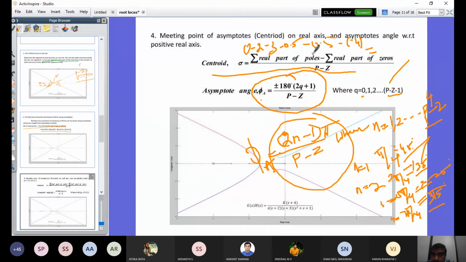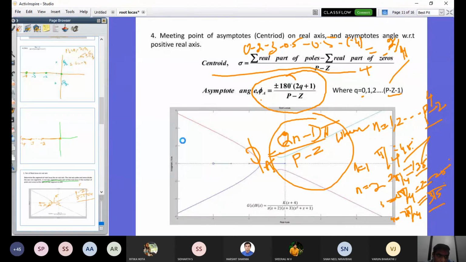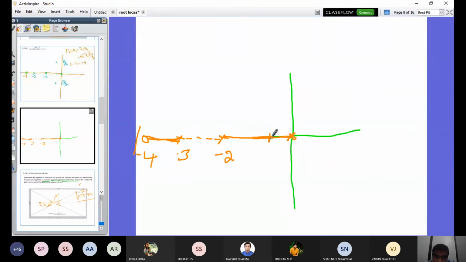Sum of real axis poles minus sum of real axis zeros divided by P minus Z. P minus Z is 4. What is the answer? Minus 5, minus 6, plus 4. What is the answer then? Minus 2 divided by 4, correct? Yes or no? Yes, sir. So 1 divided by 2. It is minus 0.5. So you can mark it minus 0.5. One point here. Already we have one pole here and there.